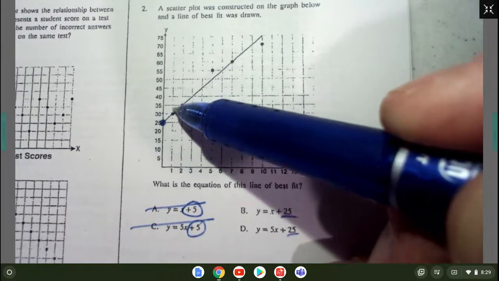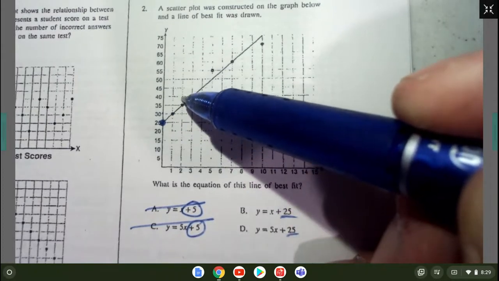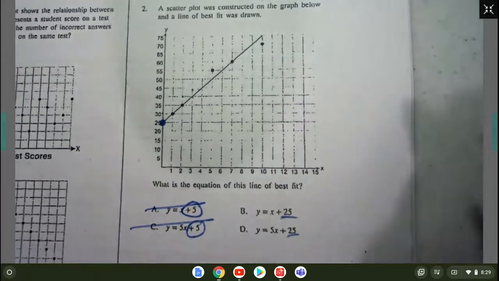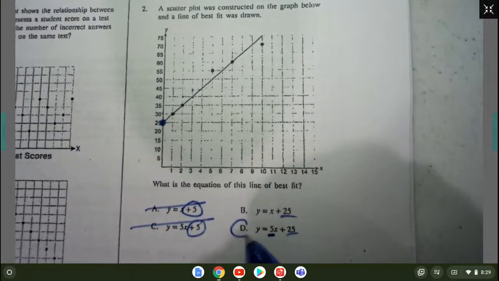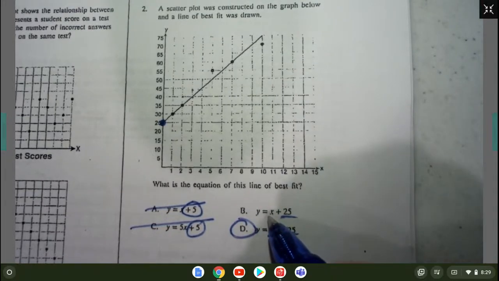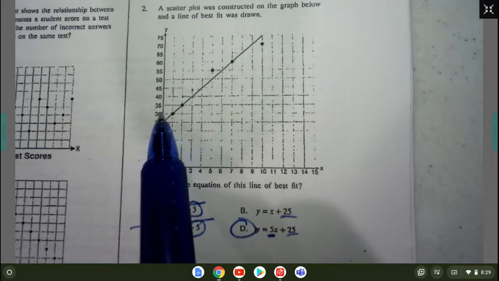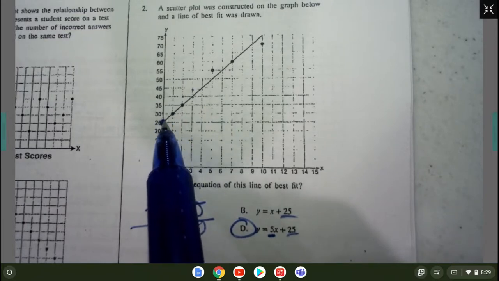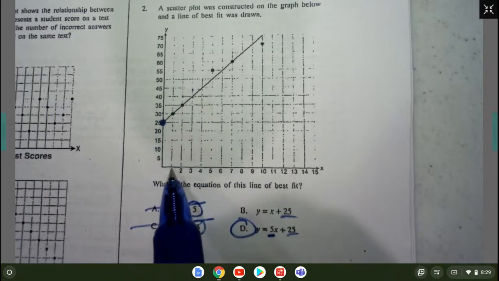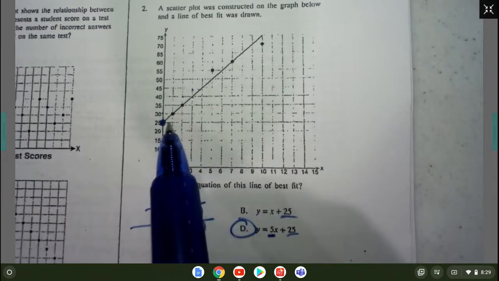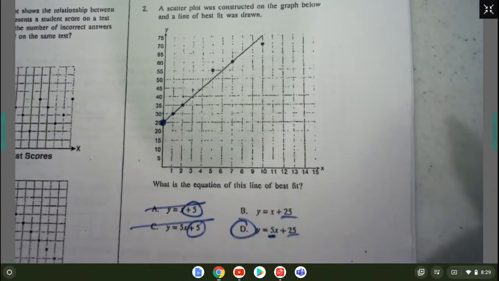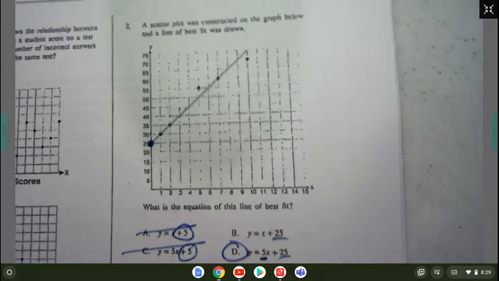Then it goes from 30 to 35. That's another up 5, right 1. It goes from 35 to 40, up 5, right 1, up 5, right 1. Every time it's going up 5, right 1. So that's D. This one has a slope of 5. You might get confused and think it's 1 because it's going up 1 line, right 1 line, up 1 line, right 1 line. But each line that we're going up is 5. Each line that we're going right is 1: 1, 2, 3, 4, 5, 6, 7, 8, 9, 10. This is 5, 25, 30, 35, 40, 45, 50. It's going up by 5. So that's D. That's our line of best fit for that scatter plot.